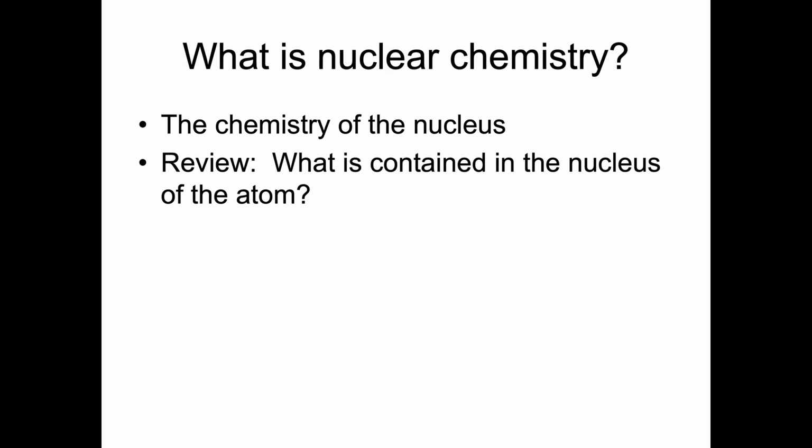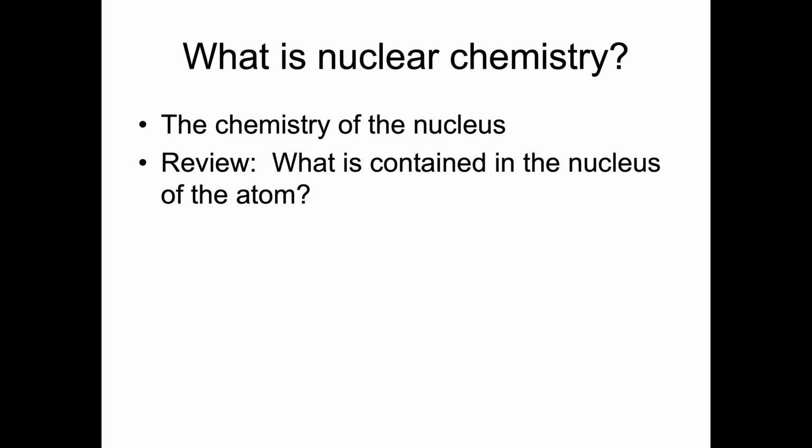All right, so nuclear chemistry is the chemistry of the nucleus. So let's review for a moment what's contained in the nucleus of the atom. So I'll hit pause, you hit pause for a second. That's right, so the nucleus of the atom has protons and neutrons. And so remember, the nucleus is positively charged, and all of the mass of the atom is in the nucleus.